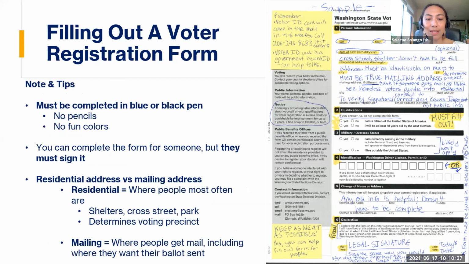And then, of course, unfortunately, you can't fill it out in cool purple glittery gel pen. It does have to be a blue or black pen, and no pencils. And if you are completing the form for someone, say if they don't have glasses or something like that, you can help them complete it, but they must sign it. And again, that distinction between residential address and mailing address is also really important.